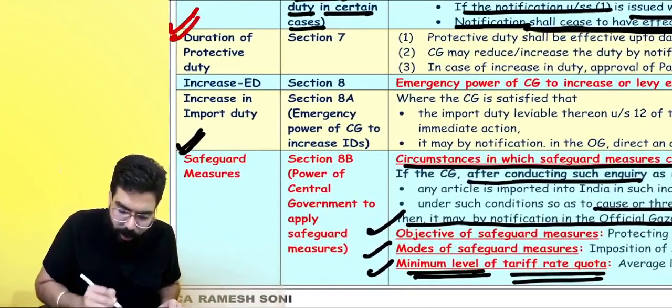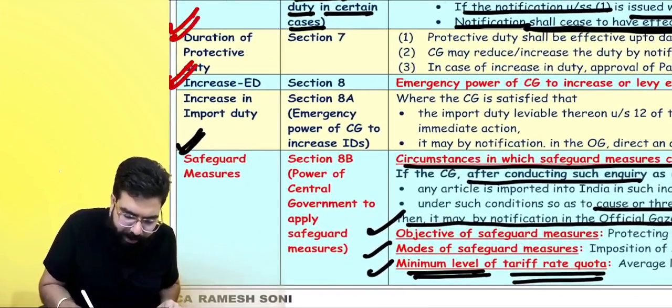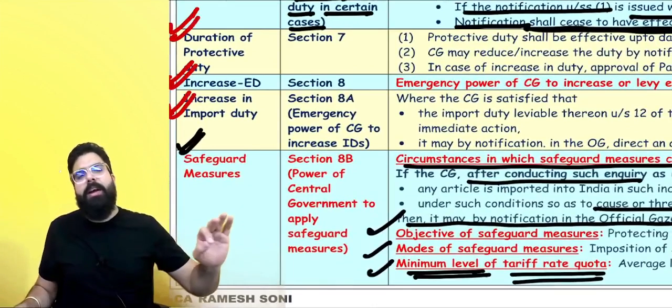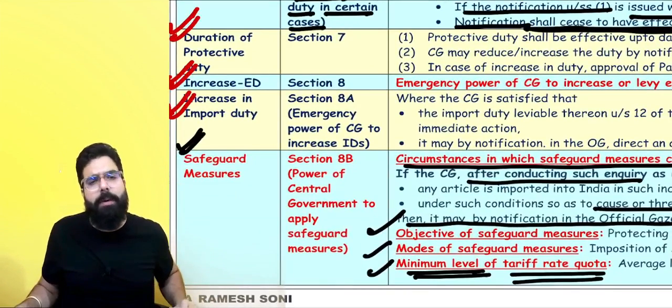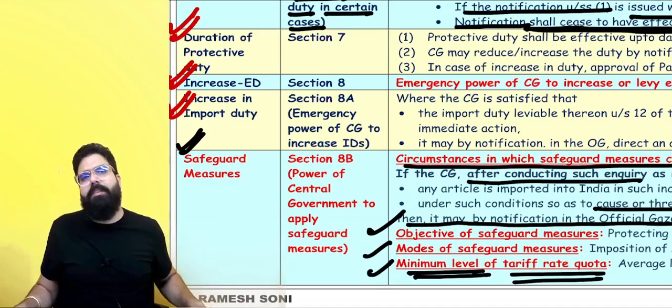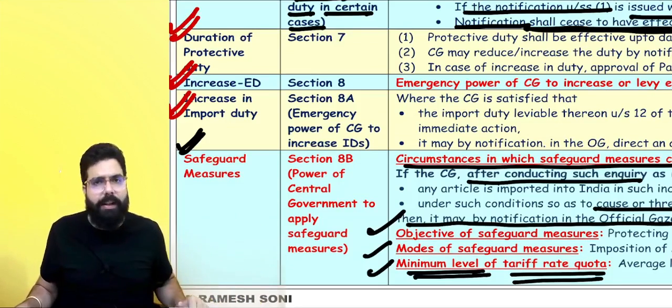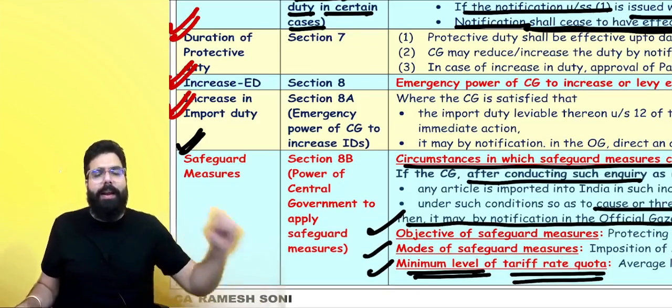Sir, duration of protective duty is homework. Increase in export duty and import duty: this is the emergency power with the government. If the government in an emergency situation wants to increase import duty and export duty, the government can take the help of section number 8 and 8A.